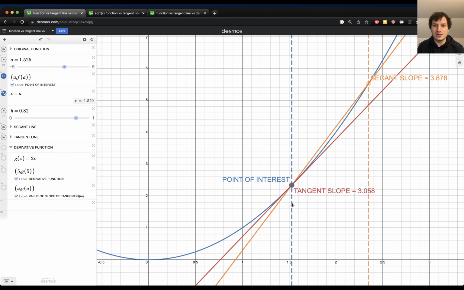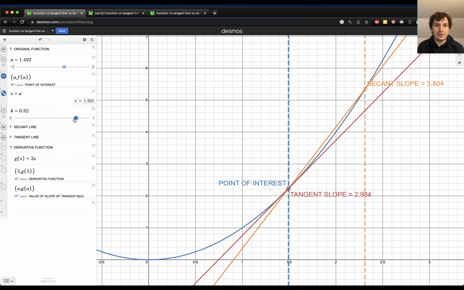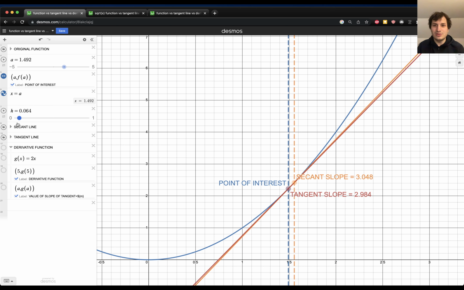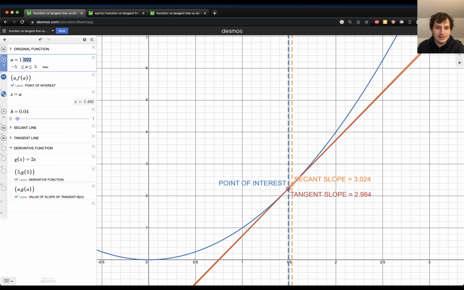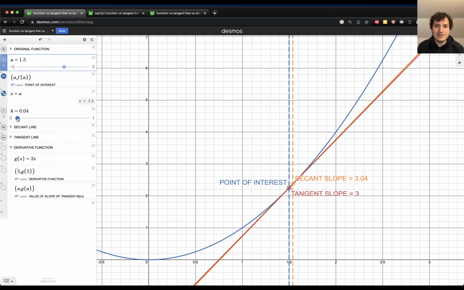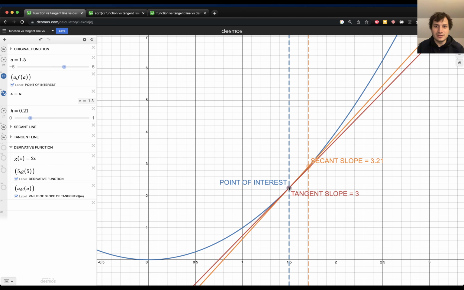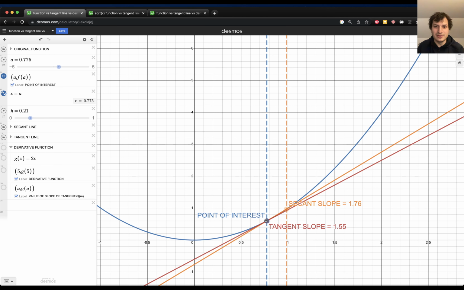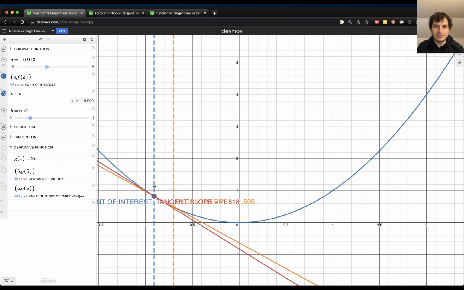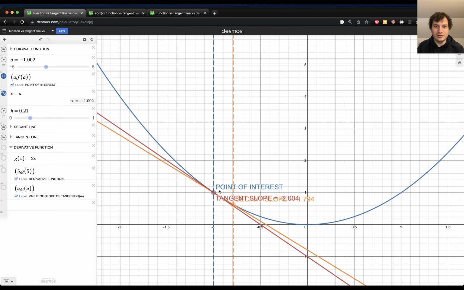So maybe you're interested in the point 1.5. And you shrink the slope of the secant line, you get the slope of the tangent line. In this case, it's 2.94. Let's do 1.5 exactly and see what we get. Then it's getting closer and closer to 3. And you can play this game anywhere you want. You can slide this to some negative value. Let's do -1.